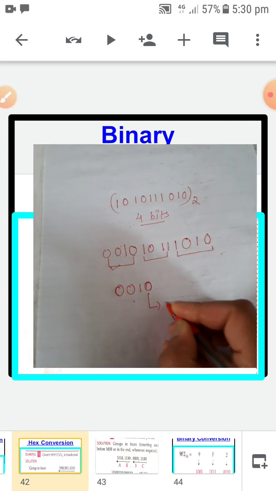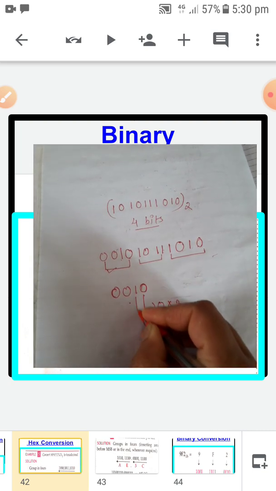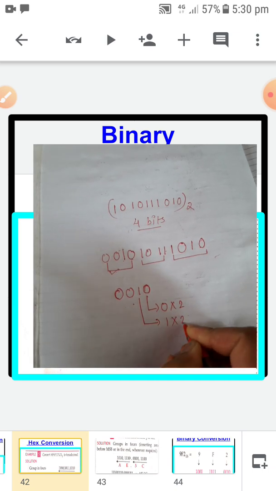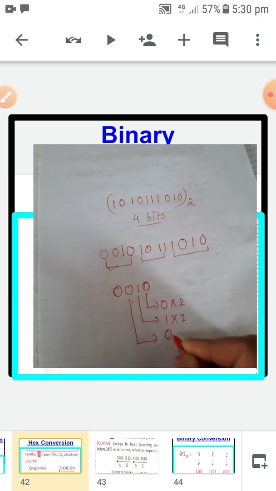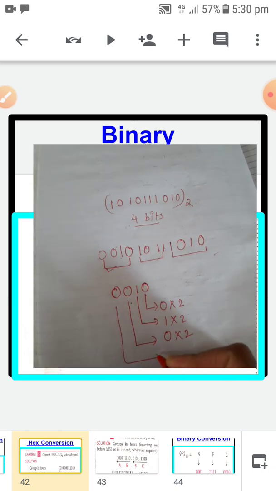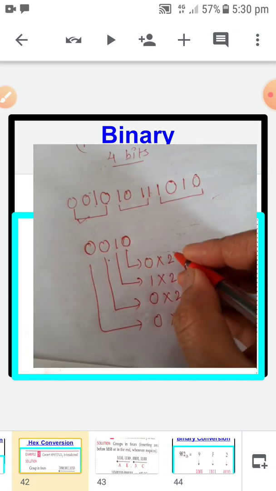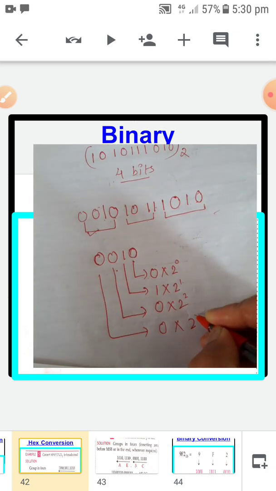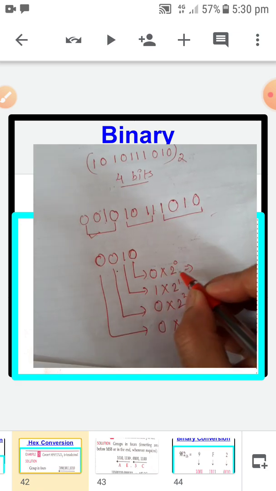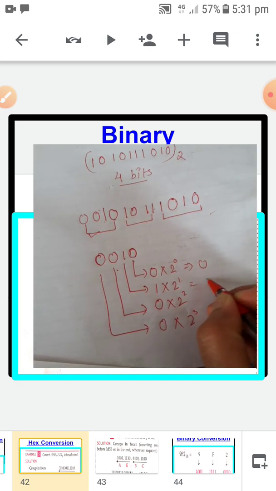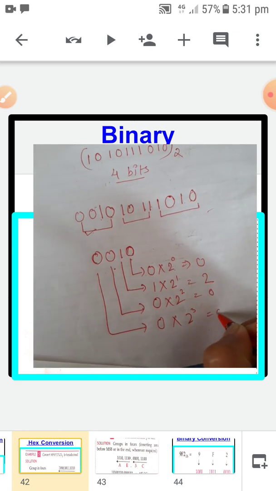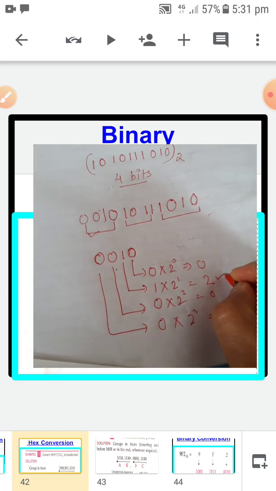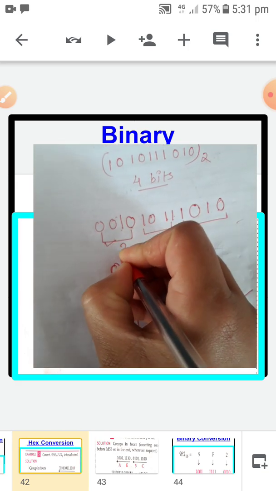Like how? 0 into 2, 1 into 2, then 0 into 2, and 0 into 2. So give power 0, 1, 2, 3. It gives you 0 into 1 gives 0, it gives you 2, it gives you 0, it gives you 0. It means it is a binary of 2. So instead of this you can write 2.